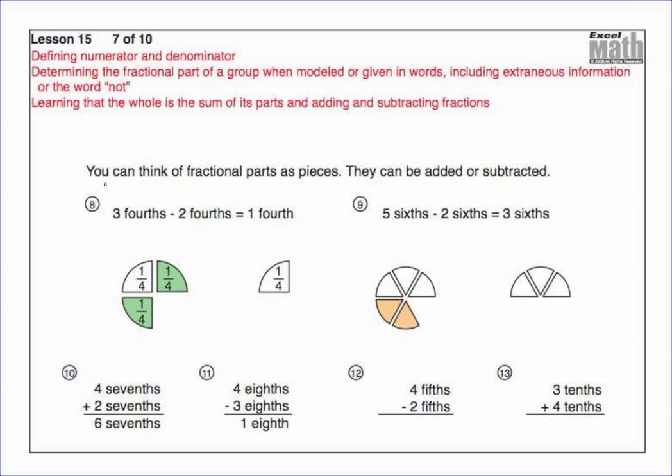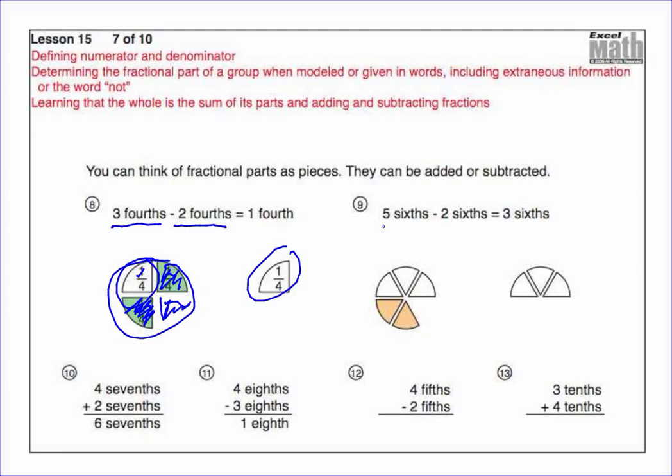All right, the next one says you can think of fractional parts as pieces. They can be added or subtracted. 3 fourths minus 2 fourths equals 1 fourth. Let's take a look at a picture of that. Here's like a pizza here. It's been cut into fourths. You can see one piece is missing because they're talking about 3 fourths. 1, 2, 3 fourths. And it says we're going to take away 2 fourths. So these 2 green pieces are being taken away. What we're left with is 1 fourth at the end. They show you that right here as the answer.